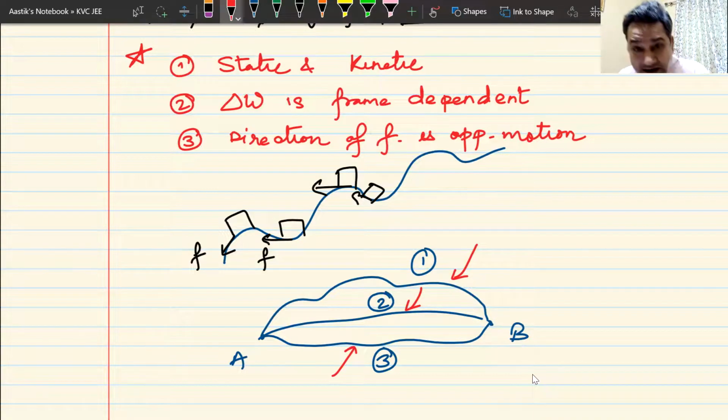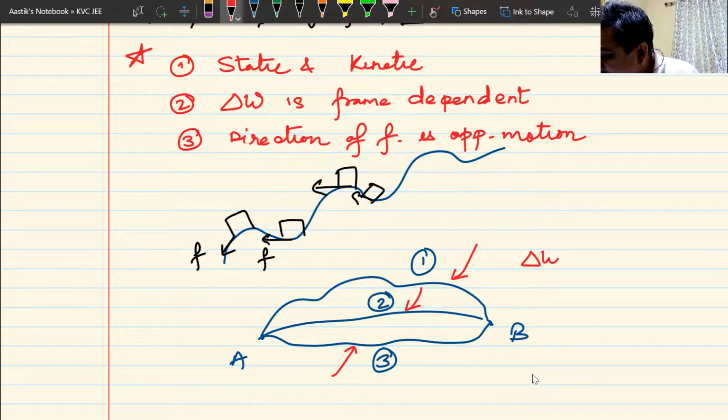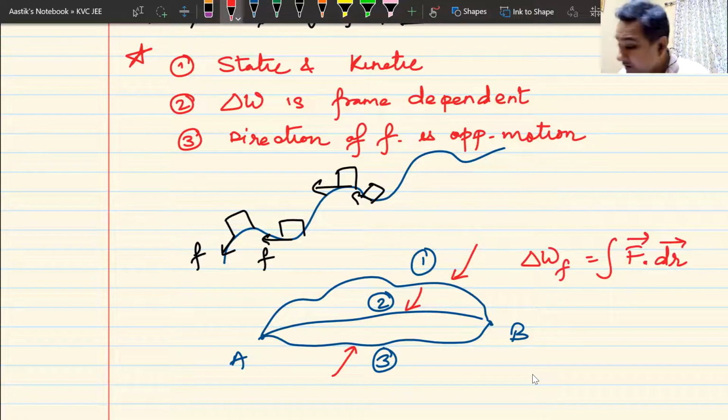So while I am finding the work done by frictional force, I should not think about displacement. Whenever I'm writing work done by friction, if I write it like this, integral of f dot dr, I am making a mistake, because here delta r or dr refers to displacement. I cannot use displacement for kinetic friction because it depends on path.